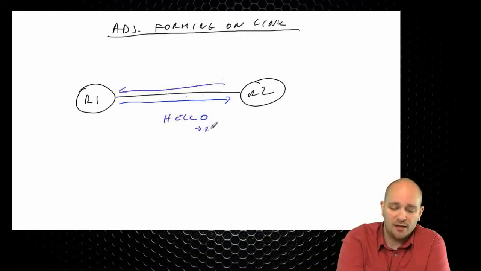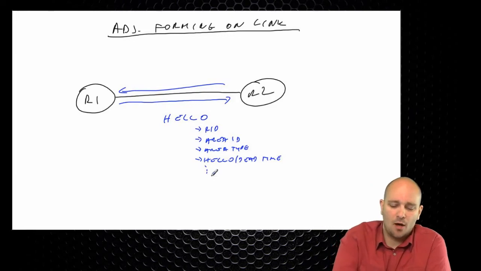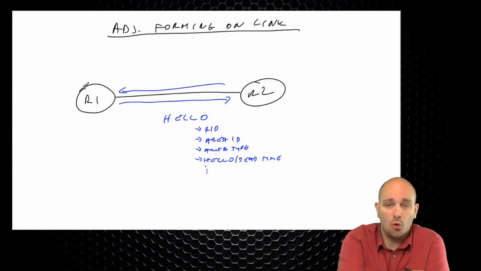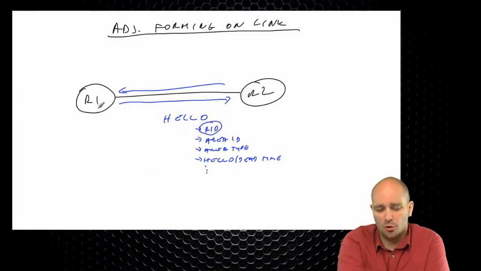Now, hello packets contain information like router ID, the area ID, the area type, hello timers, and a couple more parameters, but these are really the important ones. Once the hellos are exchanged, and once the routers know about each other, they're going to proceed to form the adjacency. How do routers know about each other? When router R1 sends this, it says, okay, this is my router ID. So at this point, R2 knows about R1.